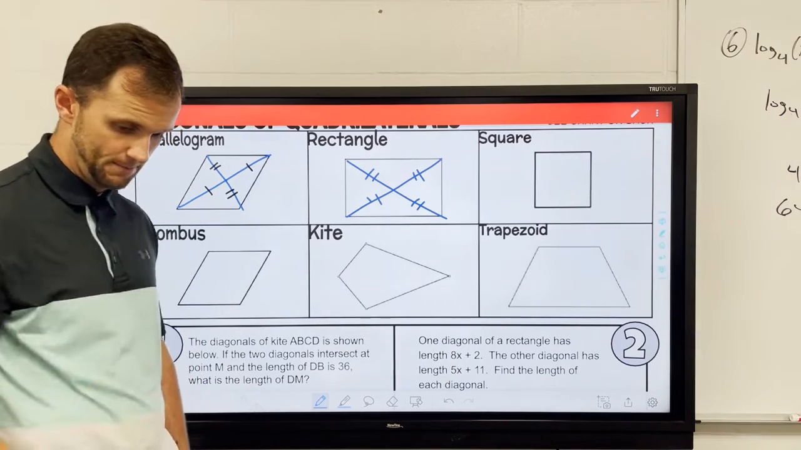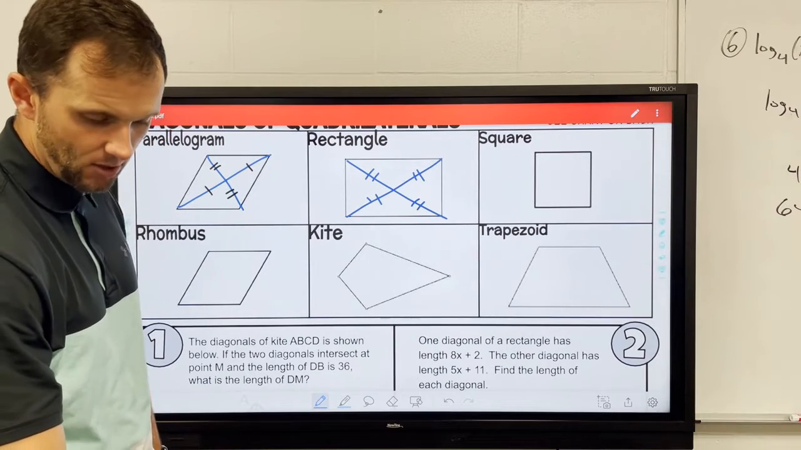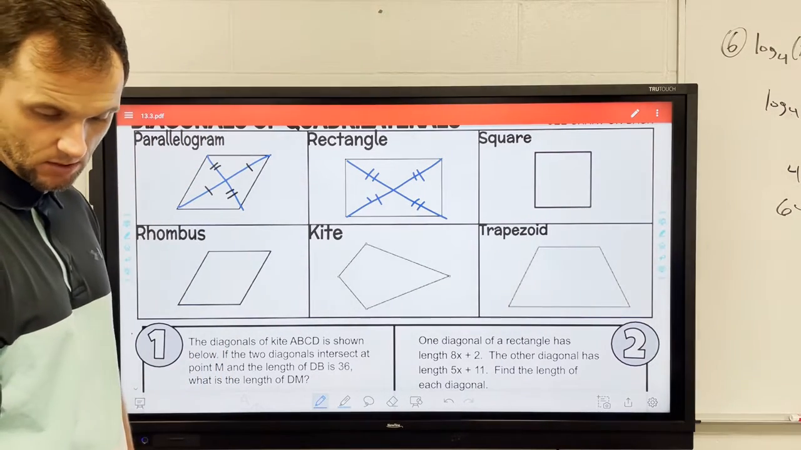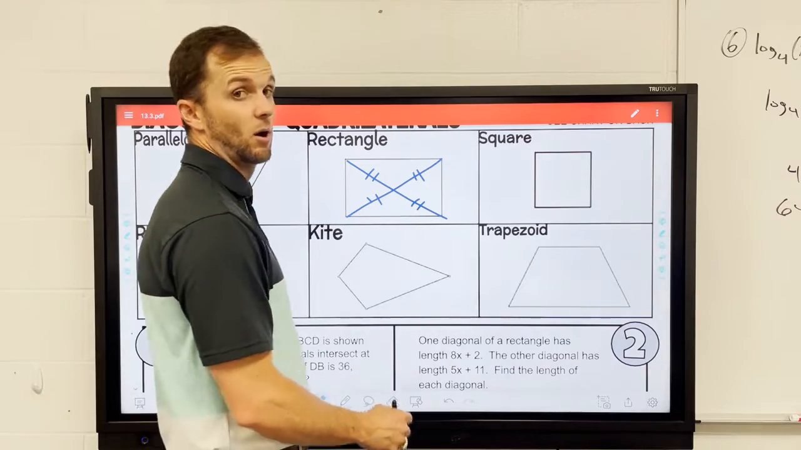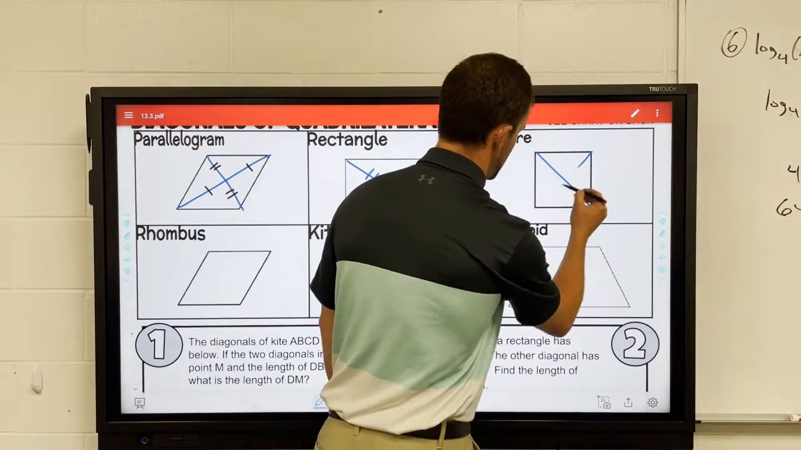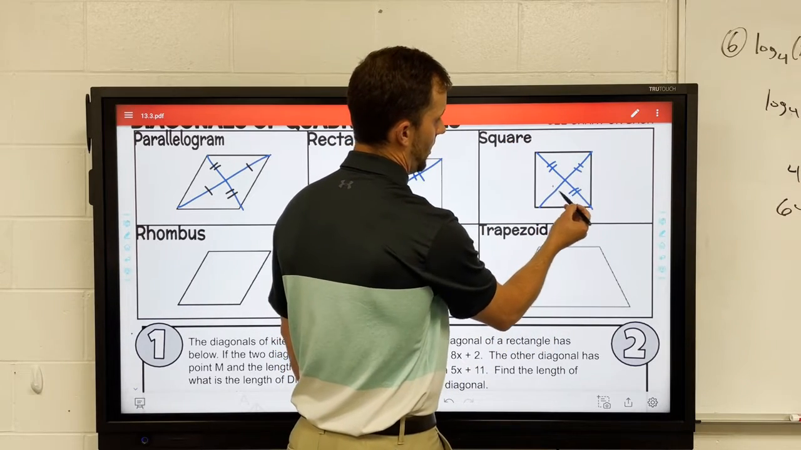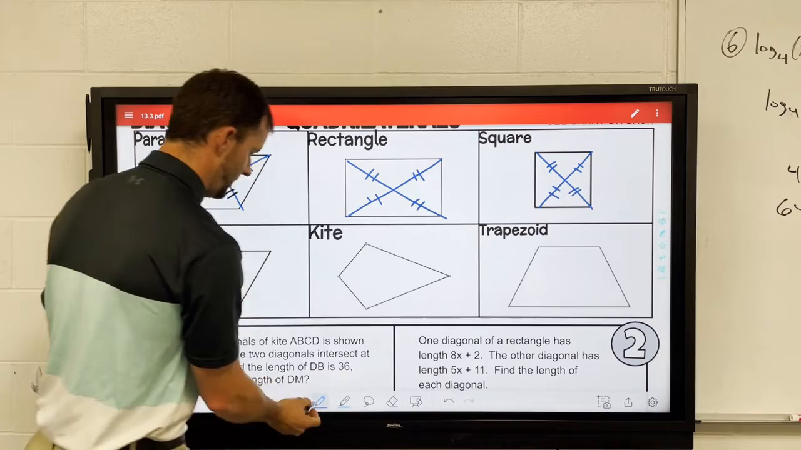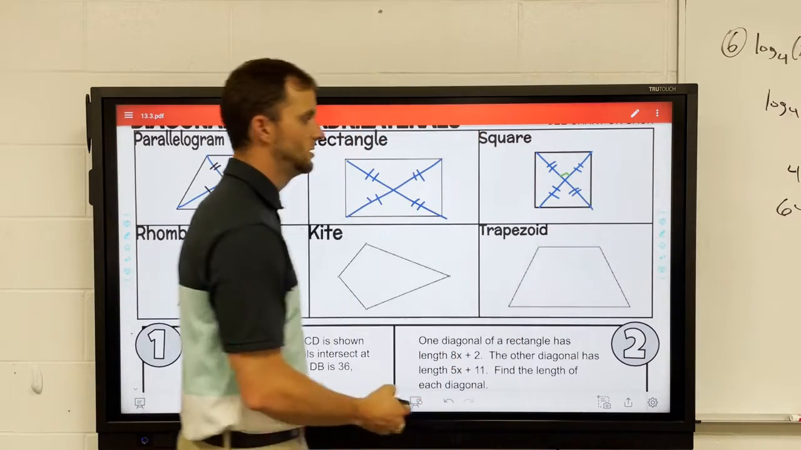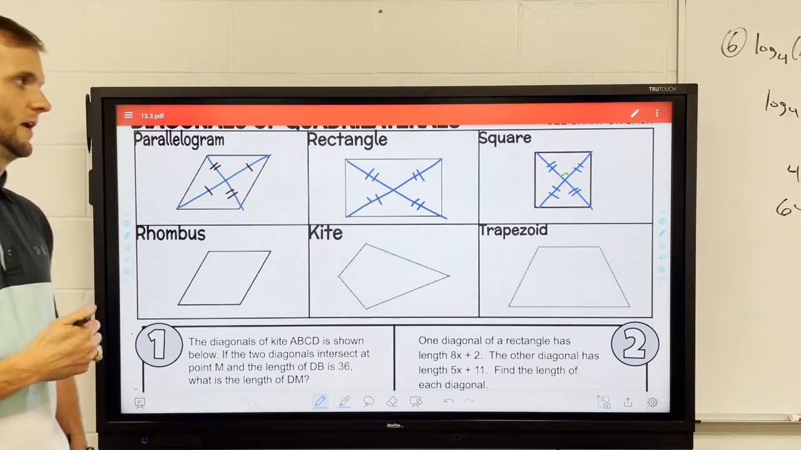Now the next one, for a square: the diagonals are going to bisect each other, and the diagonals are going to be congruent, but also the diagonals are going to be perpendicular to each other. If I draw my two diagonals of my square here, they bisect each other, they're congruent to each other, and they are perpendicular, meaning all of these angles on the interior are going to be 90 degrees. Ladies and gentlemen, that's what happens with a square.